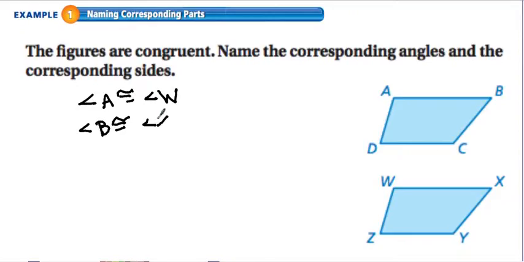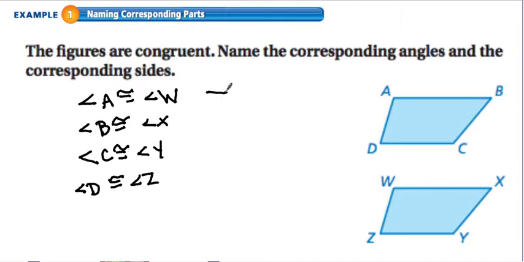And we're going to make sure that we put the correct identifying marks with this. Angle C is congruent to, this bottom right is congruent to angle Y. And angle D is congruent to angle Z because they correspond to each other. They match up. Now, that's all of our corresponding angles. See, we have 4 angles, so we have 4 angles here. So now let's do the corresponding sides.